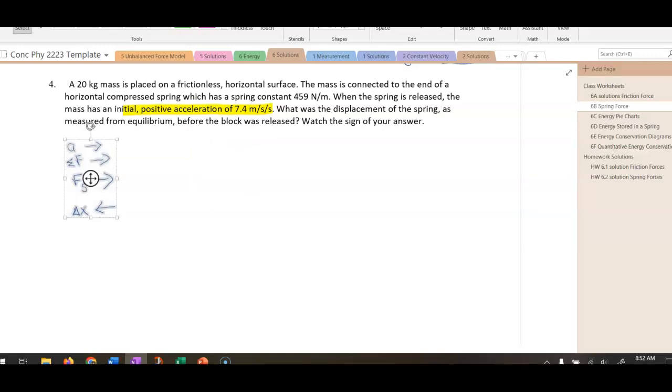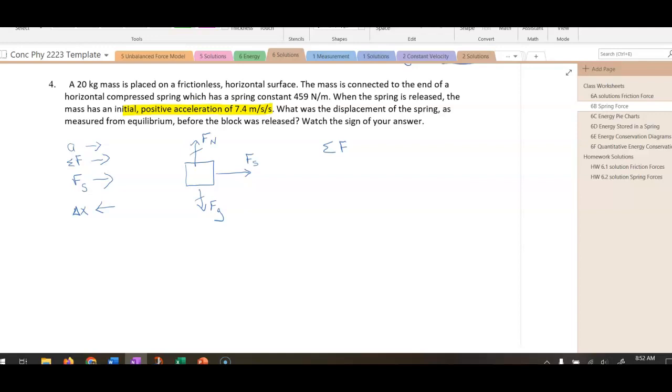Okay, so maybe I won't draw a picture here, and let's just see what we've got. So it's on a frictionless horizontal surface, so I'm going to have just a gravitational force going down. That's going to be balanced by the normal force from the table, and then there's going to be a spring force pushing it to the right.